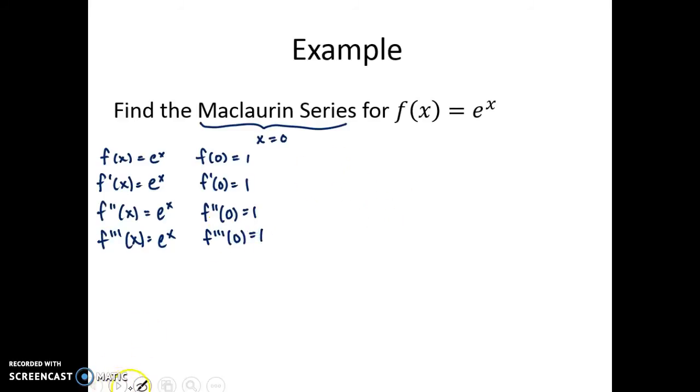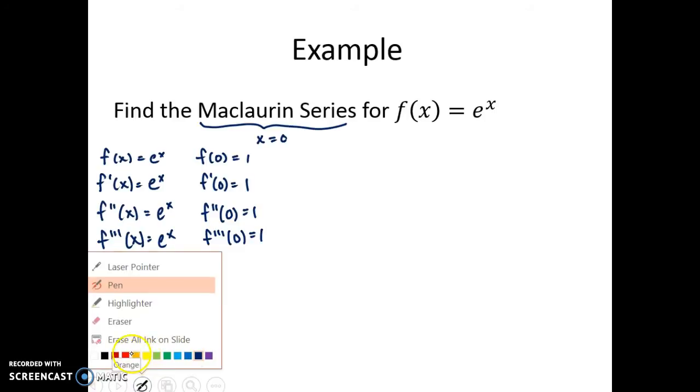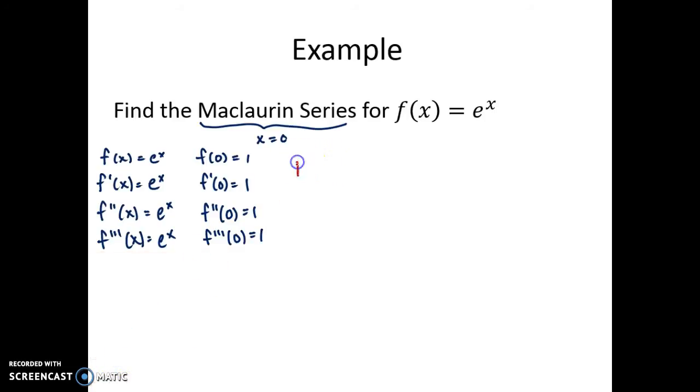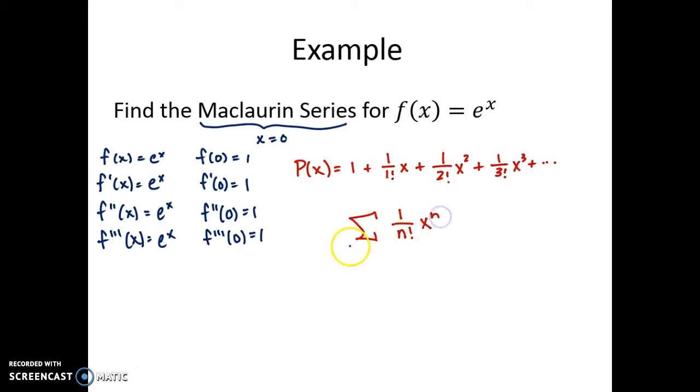So if I'm going to use that Maclaurin series formula, it's going to be p of x is 1 plus 1 over 1 factorial x to the 1 plus 1 over 2 factorial x squared plus 1 over 3 factorial x to the third, etc. So in summation notation, it would be 1 over n factorial x to the n, and I'm going to start at 0 so that I get this term here.